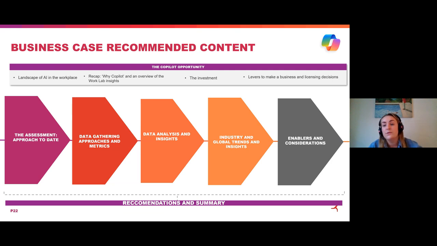And then the five key areas we think are really important to focus on in a business case would be summarizing the approach to date and how we've done this assessment, some data gathering approaches and metrics, so summarizing how we've gathered data and making sure it's robust and valid. Then some analysis, and this middle, the darker orange, is probably the biggest portion of the pie here, which is analyzing that data and driving insights that lead to the recommendations. And then industry and global insights and trends, measuring up against externally published data as well. And then any other enablers and considerations. And that will lead you to that recommendation and summary that you can share with senior stakeholders. So that's that business case piece. I just want to share some headlines of what we think it should and could contain in terms of content. And I think that takes us on to thinking into the future, that recommendation summary from a licensing and adoption perspective.